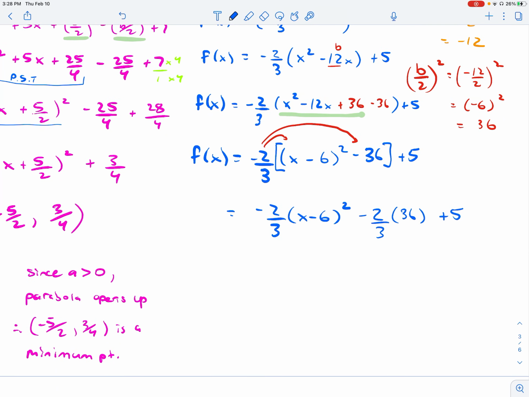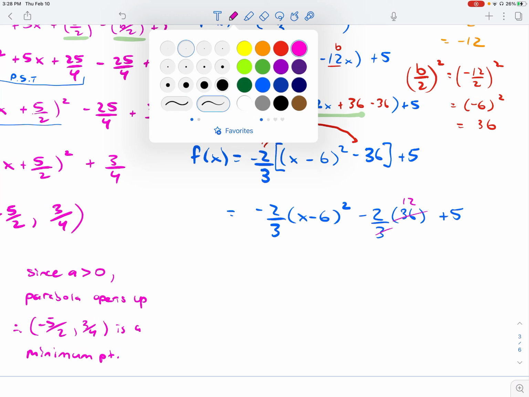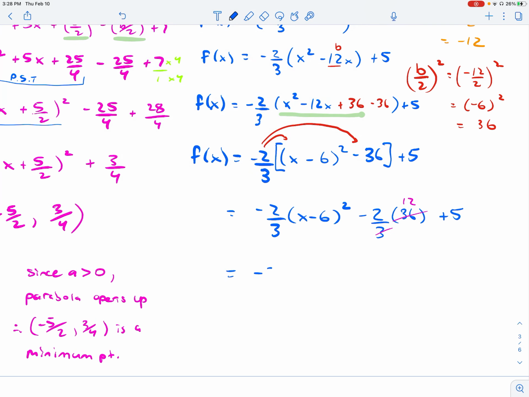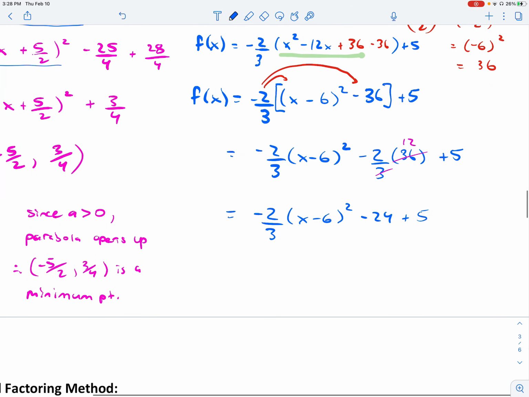36 divided by 3, I can simplify this right here. 36 over 3 is just 12. I'm doing that to help me in the next line so that I can collect all the like terms. Negative 2 times 12 is negative 24, and then we have plus 5 at the end, so that'll just be negative 19. And that is done.